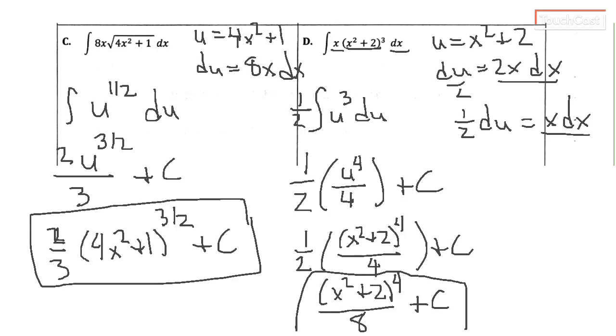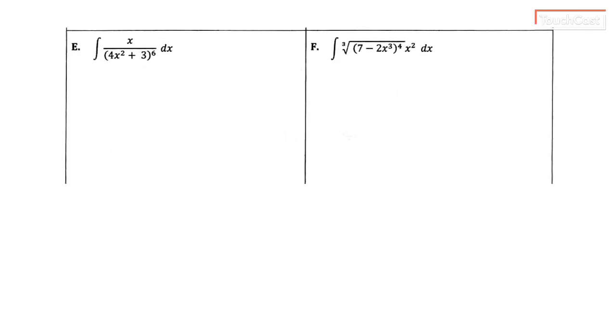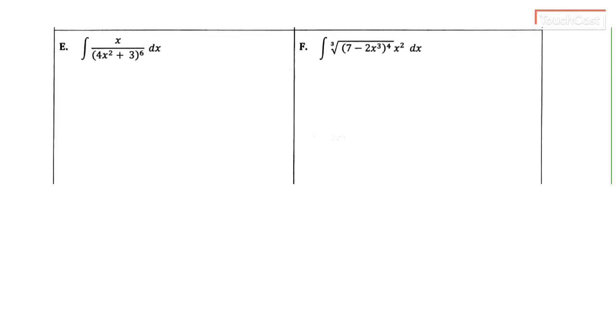Let's keep this integration train going. All right, moving on to E and F. We're going to have the integral of x over 4x squared plus 3 to the power of 6. So in this one, again, with what's in parentheses, that's what I'm going to let u equal. So u is going to be 4x squared plus 3, which means du is going to equal 8x dx.